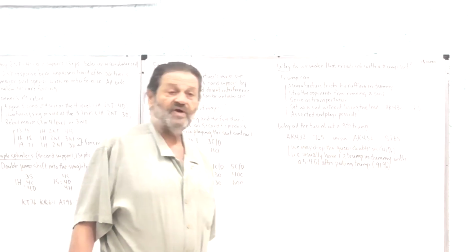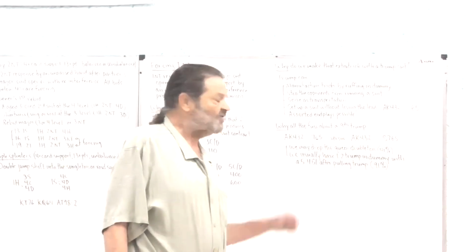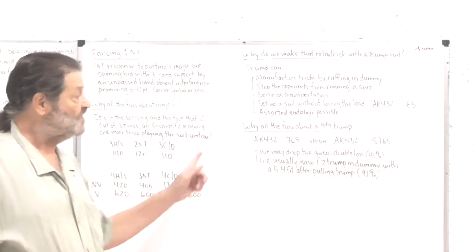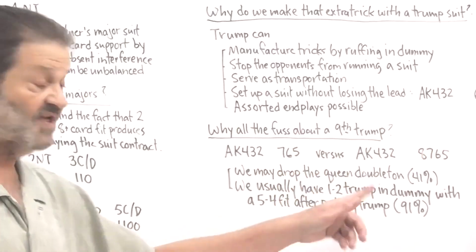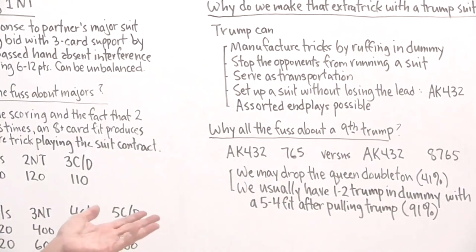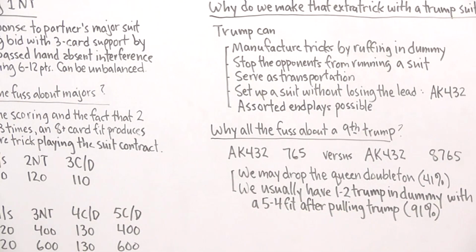We'll drop the doubleton queen about 41% of the times that they split 2-2. And furthermore, even when they split 3-1, we'll still have a trump left in dummy after we pull 3 rounds of trump, unless they break 4-0, okay, which I said happens 9% of the time. So 91% of the time you get a more favorable break than that. So this is just very, very useful.